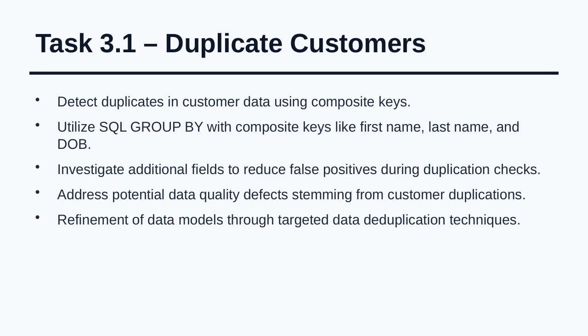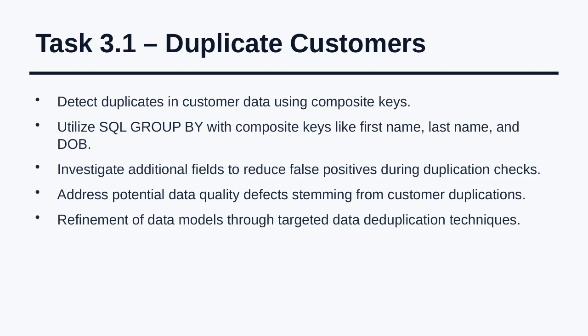When working with customer data, duplicates can cause real headaches, like skewed reports or inaccurate customer insights. To spot these duplicates, we often use composite keys, which means combining fields like first name, last name, and date of birth to identify records that might actually represent the same person. Using SQL's group by function with these composite keys helps us find groups of records that look alike. But it's important to dig a little deeper by checking other fields too, like email or phone number, so we don't mistakenly flag unique customers as duplicates. This investigation helps reduce false positives and improves the overall quality of our data.